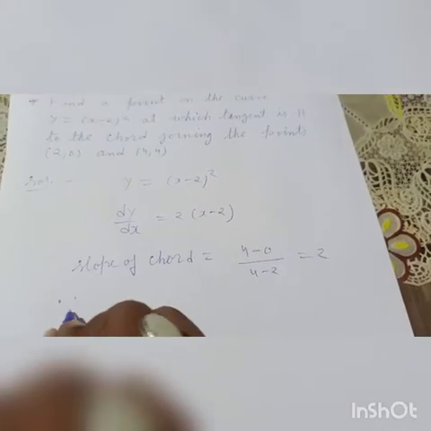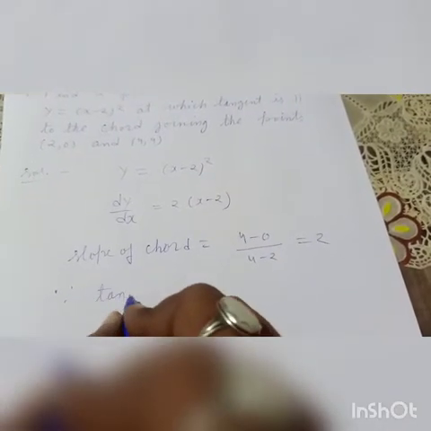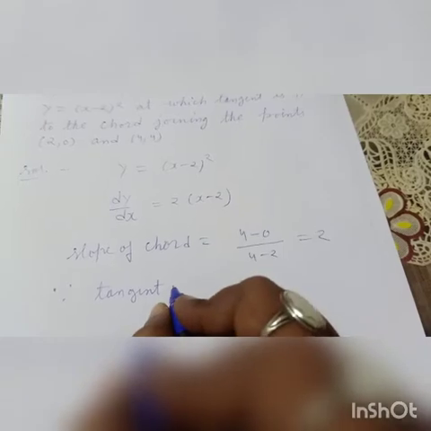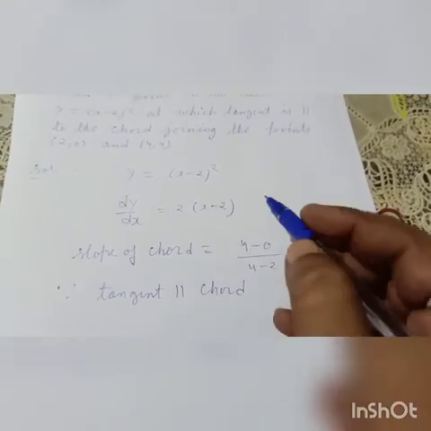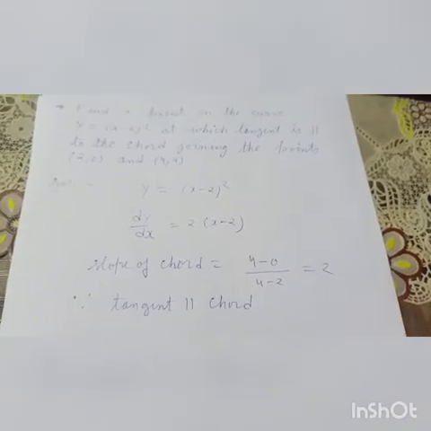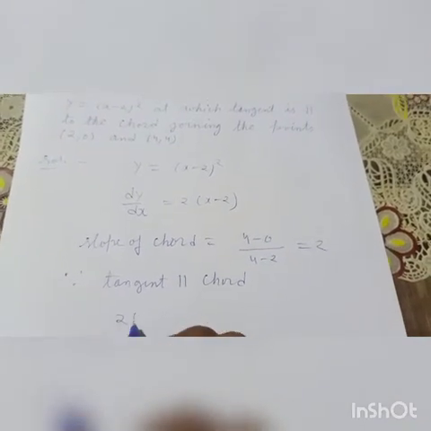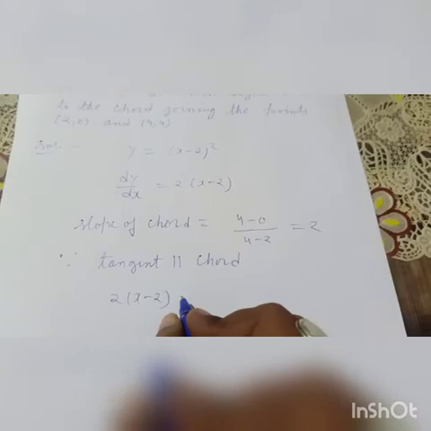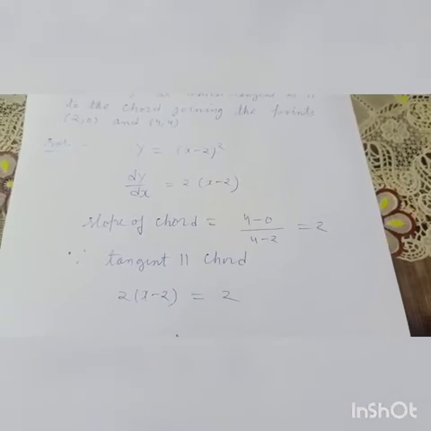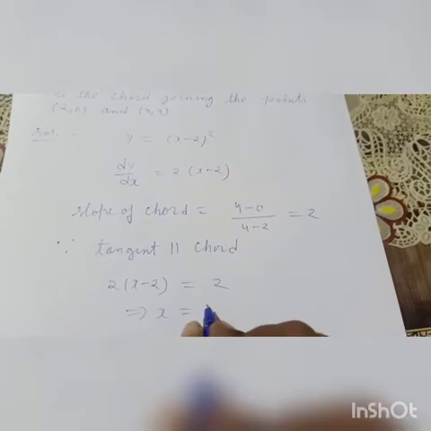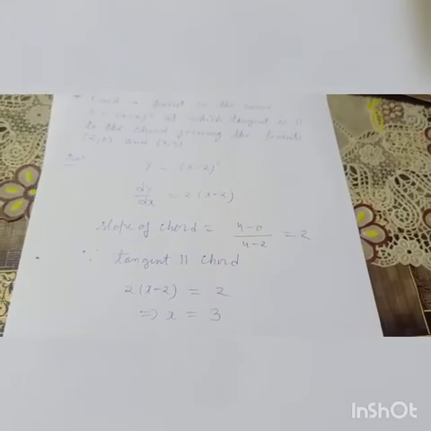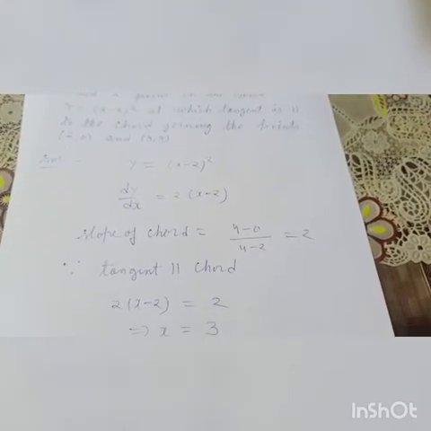Now since the tangent is parallel to the chord, therefore their slopes will be equal. We can say 2 into (x minus 2) equal to 2. So it will give x equal to 3. So we get the x coordinate of the point.